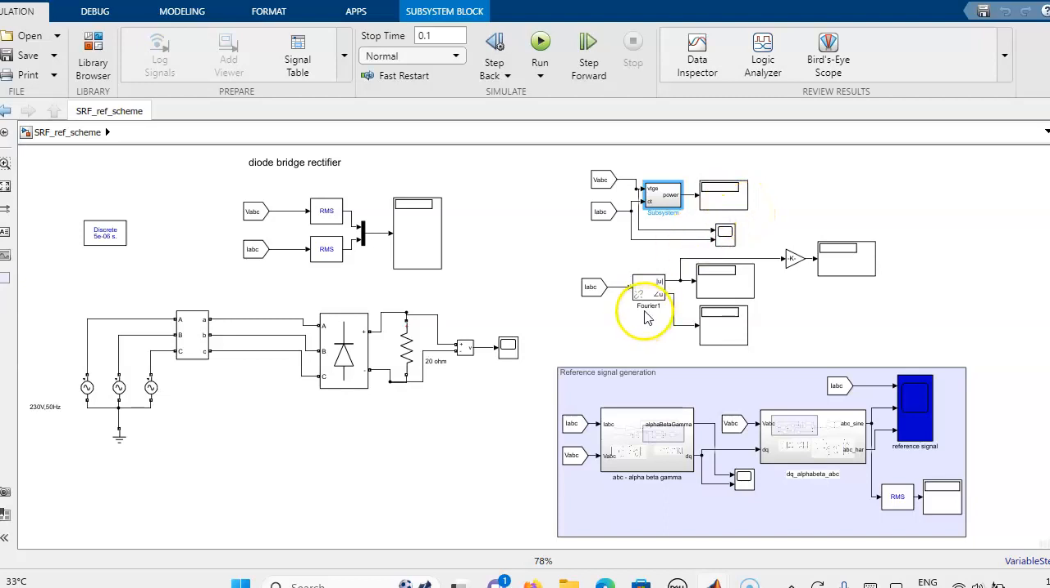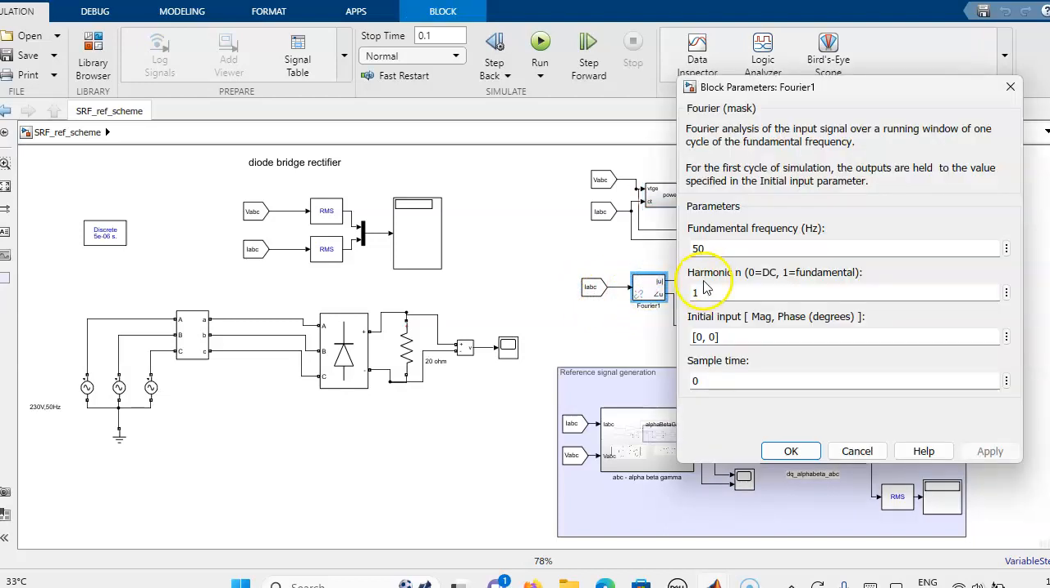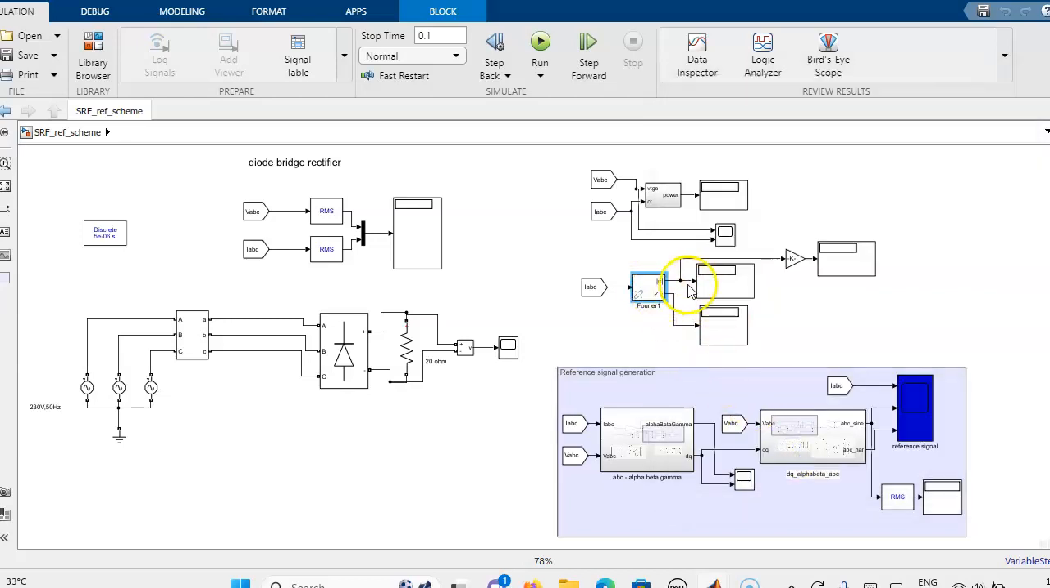Then we are generating the reference signal with the fundamental frequency component. Whatever the magnitude of the fundamental frequency component is, we will see it here. In order to verify whether we are getting the same magnitude, I have connected that IABC signal to the Fourier block with fundamental frequency 50 Hertz. I am going to take the fundamental frequency component only. So here I have taken the harmonic n value as 1 because I want the magnitude at 50 Hertz frequency, and I am going to connect it with the display.